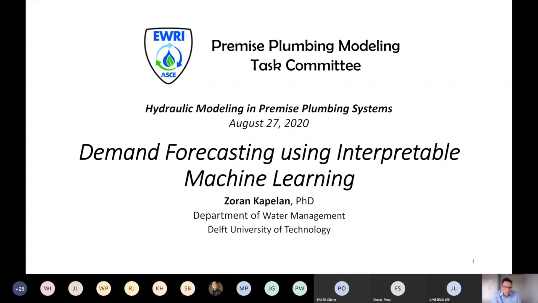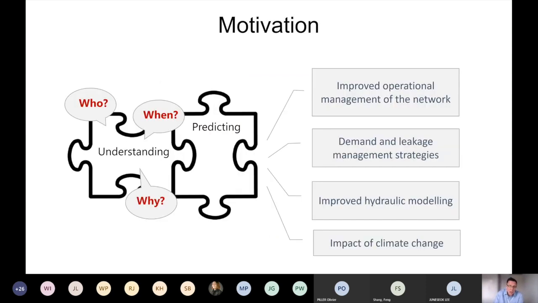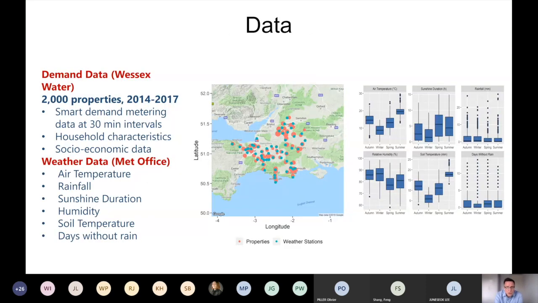Okay, thank you. So now, in the words of Monty Python, something completely different. This presentation is not so much about hydraulics, it's more about demands, forecasting and understanding these demands using interpretable machine learning. And of course, we want to do this for a number of different reasons, including improved hydraulic modeling. What was the data used in this work? This is based on a four-year PhD, which was completed two years ago in the UK.